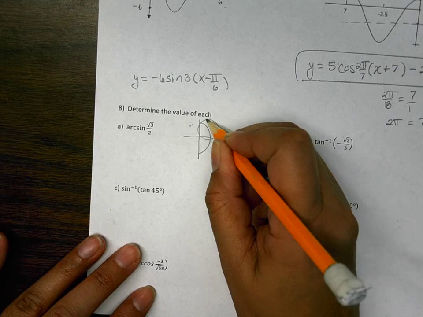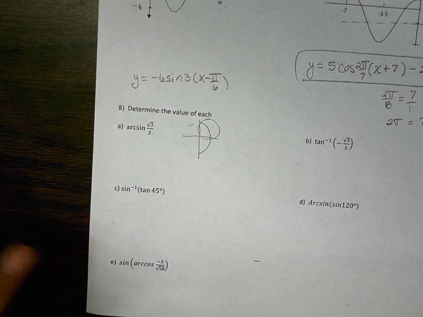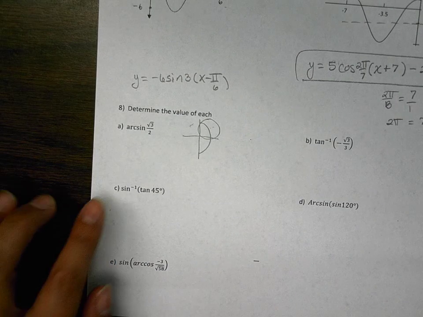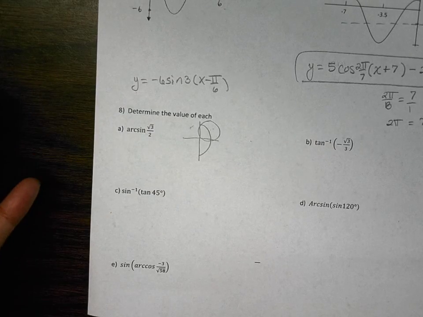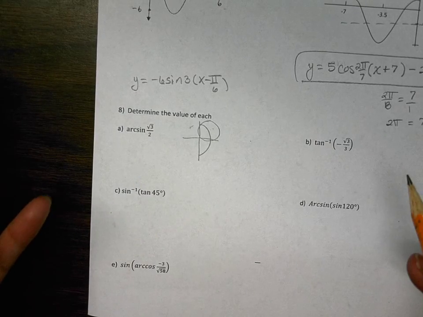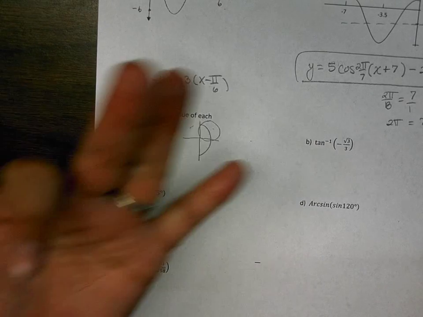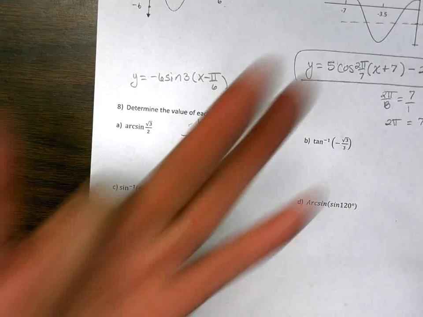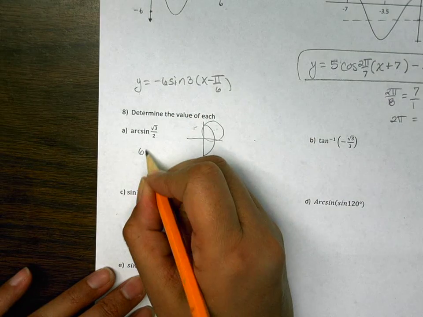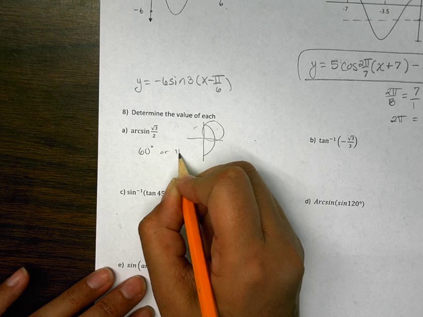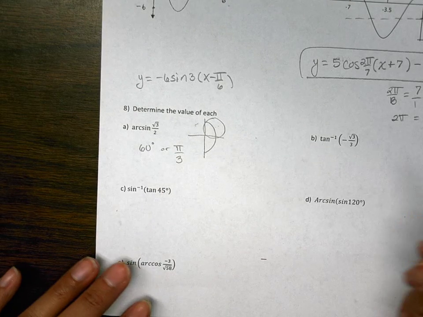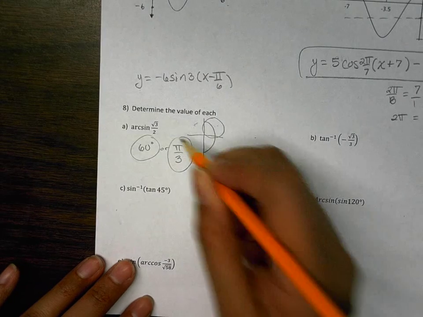You're in quadrant 1. You'll have your unit circles. I still have them, but I'm just going to do the hand trick for now. When is sine root 3 over 2? 60 degrees. And since I'm in quadrant 1, that's your answer. 60 degrees or pi over 3, your choice. And that's it. Can I move on?